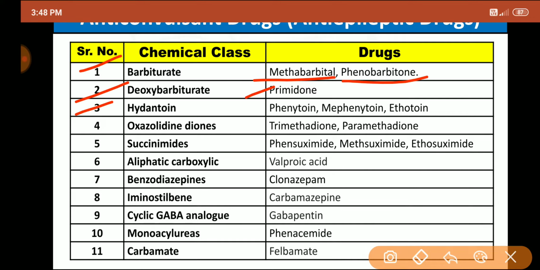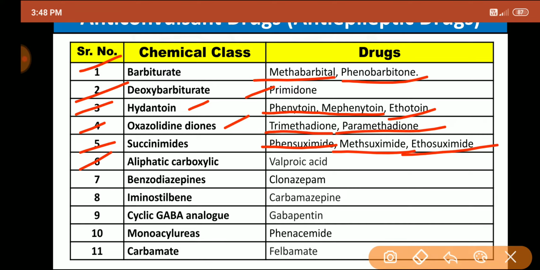Then the third class is hydantoin derivative. The important molecule is phenytoin, then mephenytoin, ethotoin. Then the fourth class is oxazolidinedione, and the examples are trimethadione, paramethadione. Then the fifth class is succinimide derivatives, where molecules are phensuximide, methsuximide, ethosuximide.